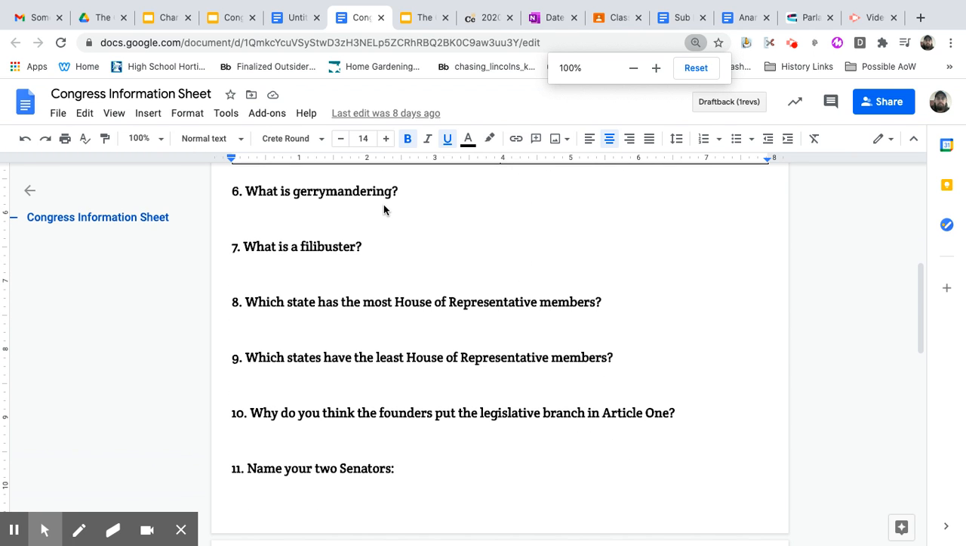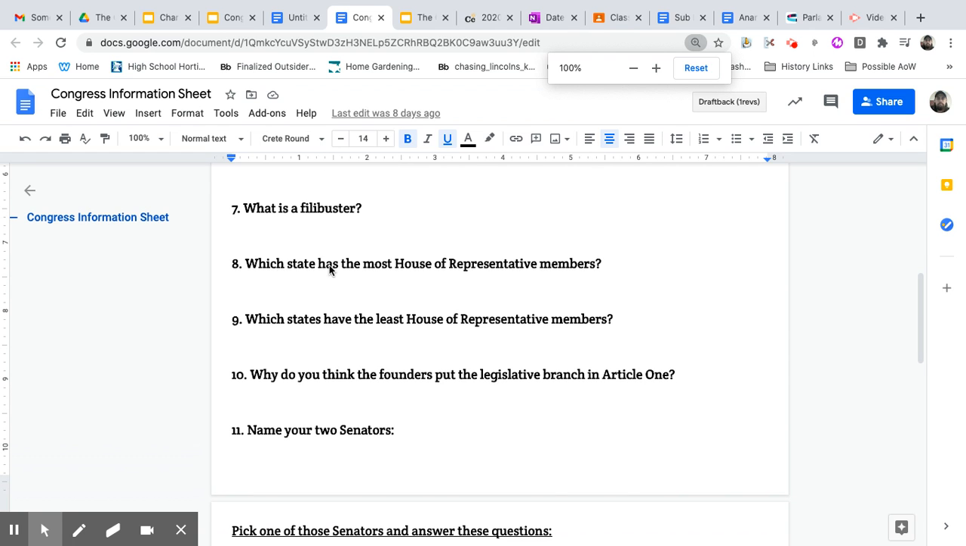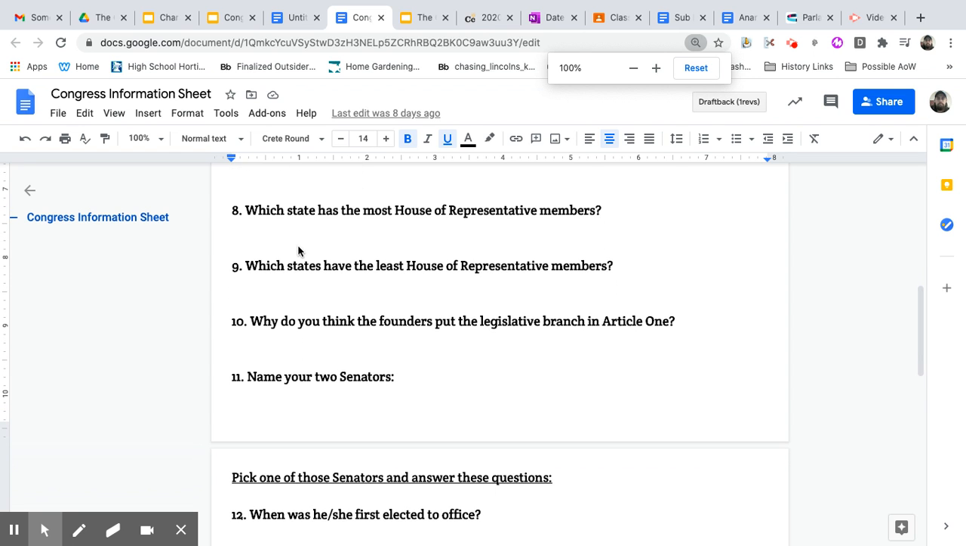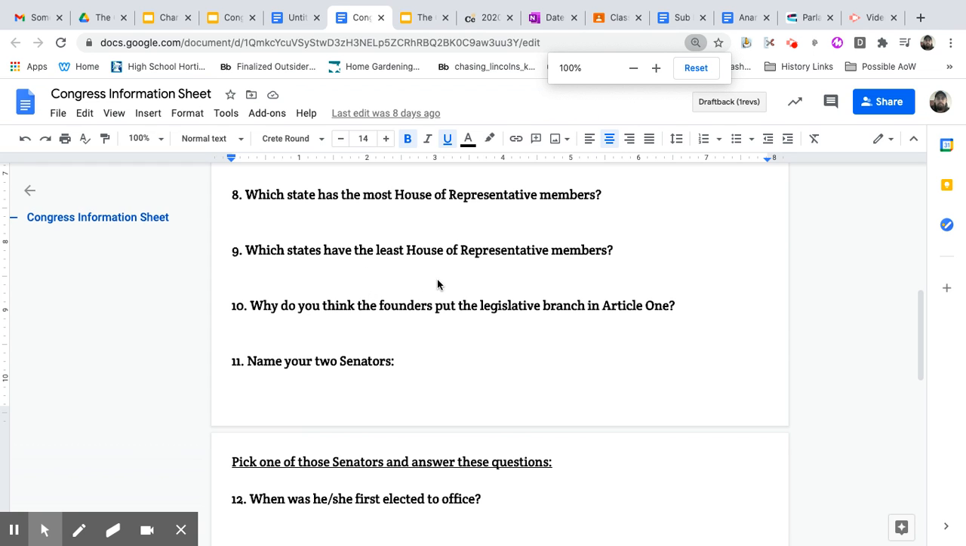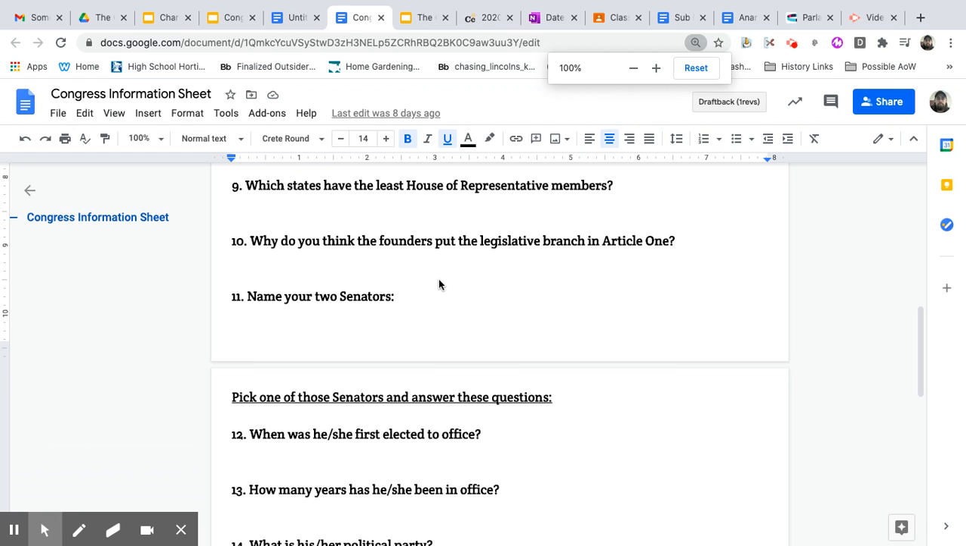Gerrymandering, remember that's drawing the lines to kind of benefit your political party. What's a filibuster? Essentially, it's talking forever, or talking for a really long time, to try to delay something from happening in Congress or prevent it entirely if possible. 8 and 9, which state has the most? I talked about it, but I'll let you look that up if you missed it. 9, which has the least? This is going to be multiple states. They're all going to have one, but you'll have to look those up too.